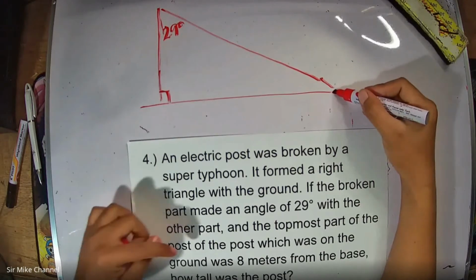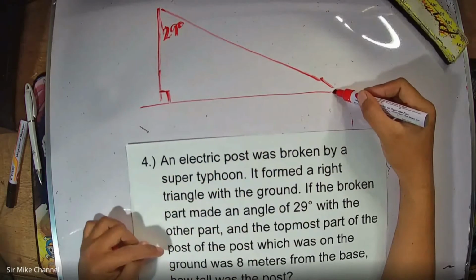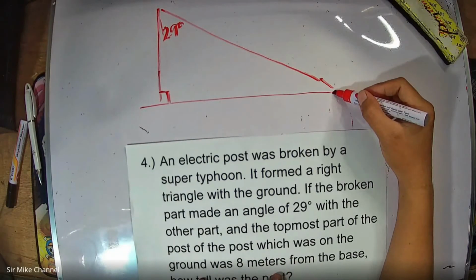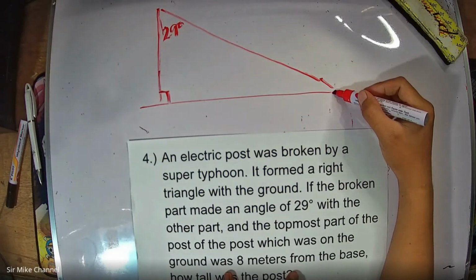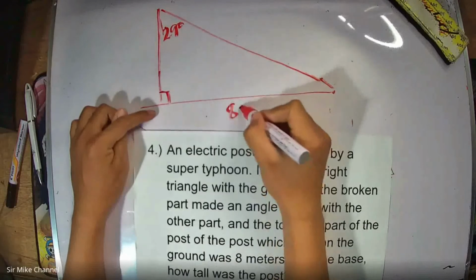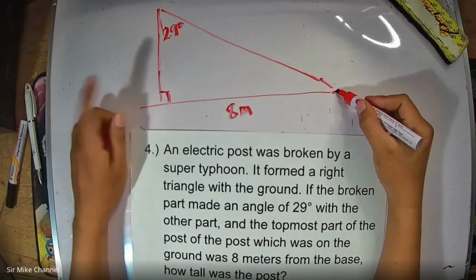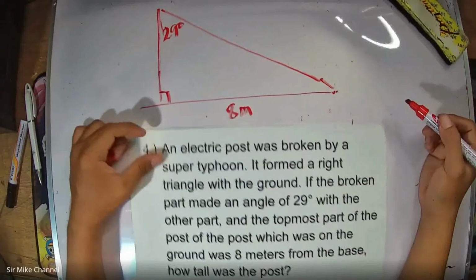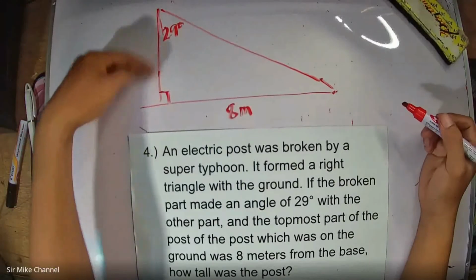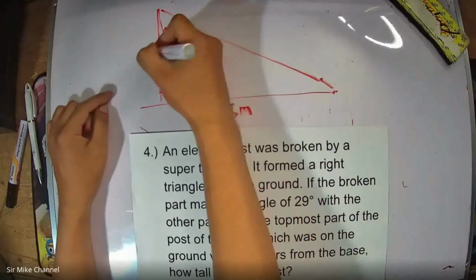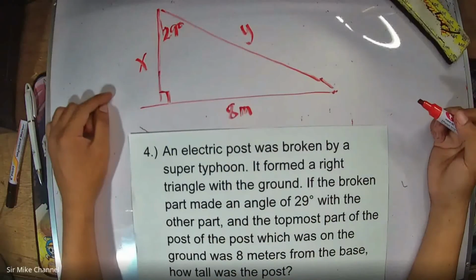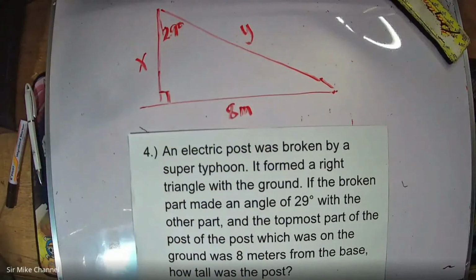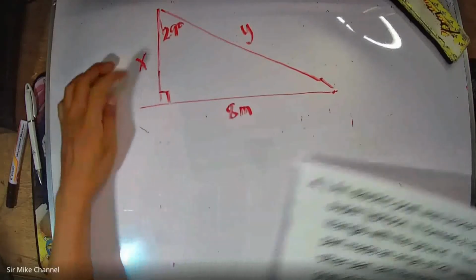Ito yung part of the post which was on the ground. So 8 meters from the base. So ito yung base natin. So 8 meters. Ito yung pinaka-top natin. So ang tanong, how high or how tall is the post? Okay, bago siya, yung was the post. So ito yung kabuuan natin. So kung ito yung measurement na ito, let's say ito yung x, ito yung y. So yung measurement ng x plus yung y, total natin yan mamaya. Okay, so to solve that, let's try to solve for this x.